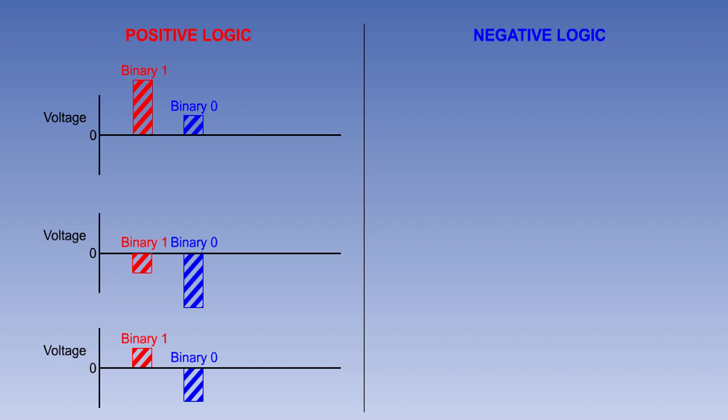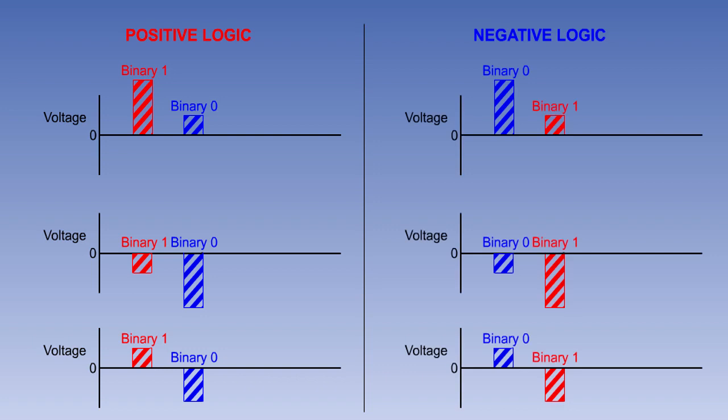Most digital computer systems employ positive logic. The negative logic concept defines binary 1 as the lower voltage value and binary 0 as the higher or more positive voltage value. Although less popular, negative logic is used in some systems in order to meet certain design parameters.